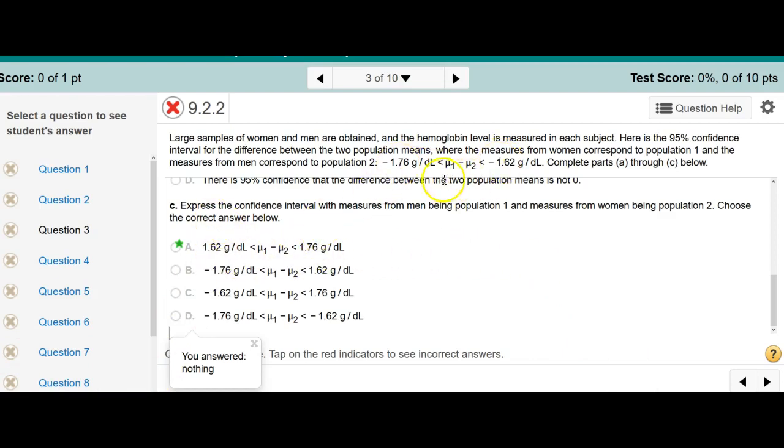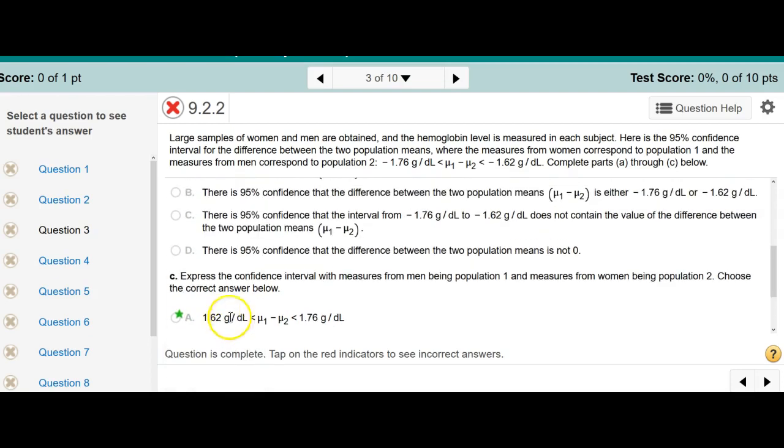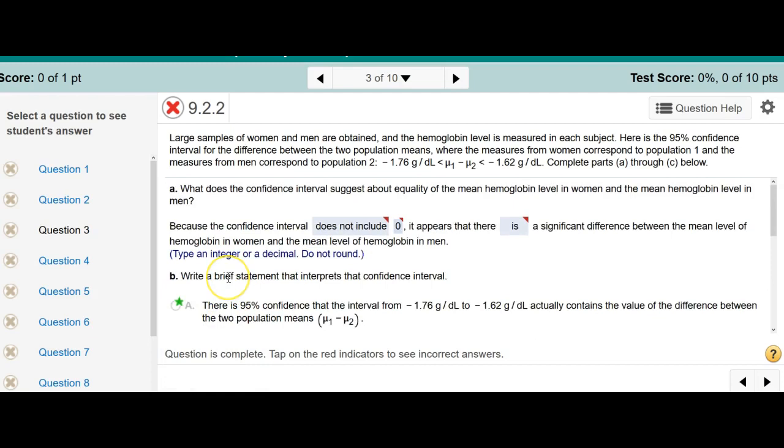So here they're both on the left side of the 0. Here they're both on the right side of the 0, where negative 1.62 is greater than negative 1.76, where positive 1.76 is greater than positive 1.62. So hopefully that explains any questions over 9.2.2.